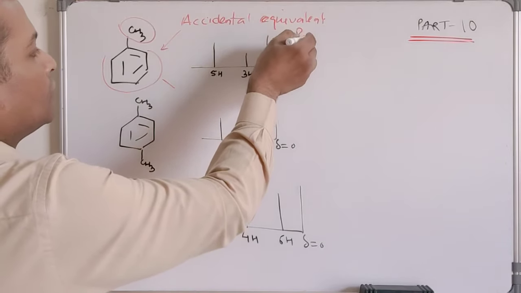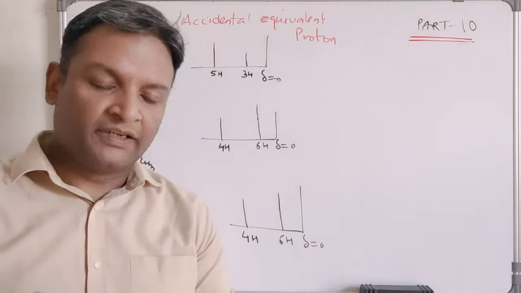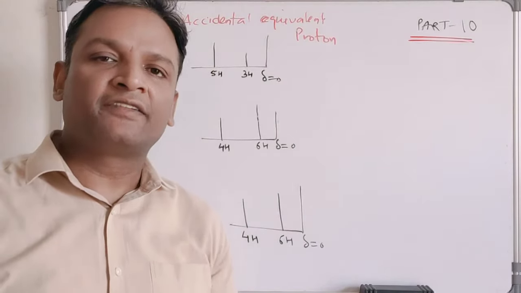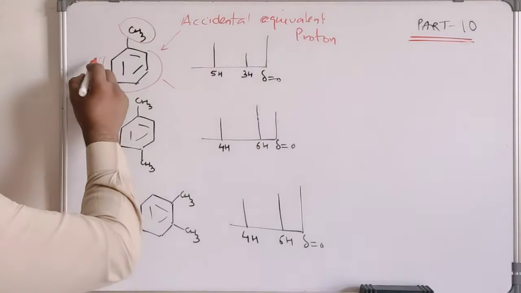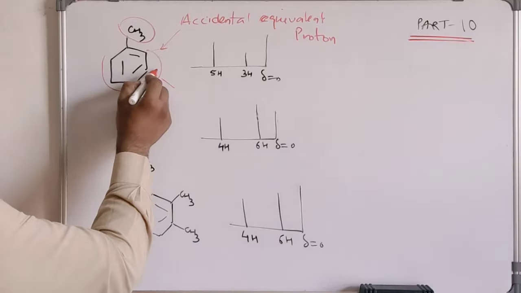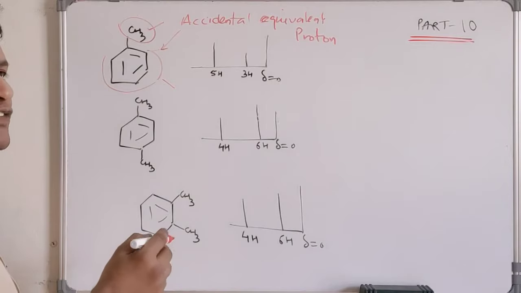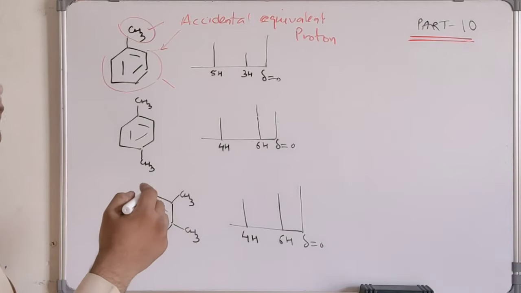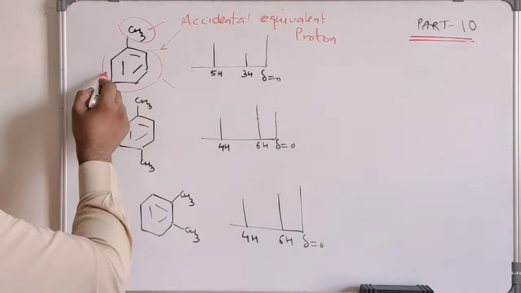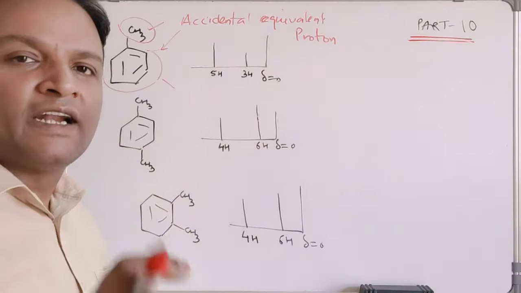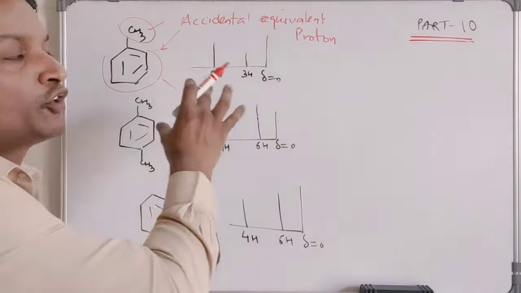The protons of benzene are called accidentally equivalent because it is by chance that they appear at the same delta value. Otherwise, they should be showing us 1 peak for this, 1 peak for this, 1 peak for this. But because the electronic effect of R is not very strongly withdrawing, not very strongly donating, they have a moderate effect. So all of the 5 protons appear at the same delta value, and they're called the accidentally equivalent protons of benzene.